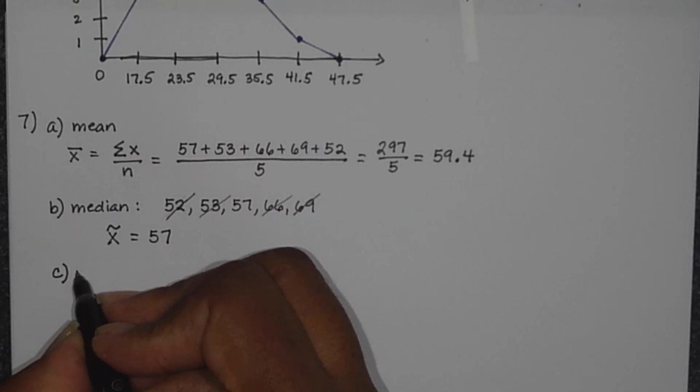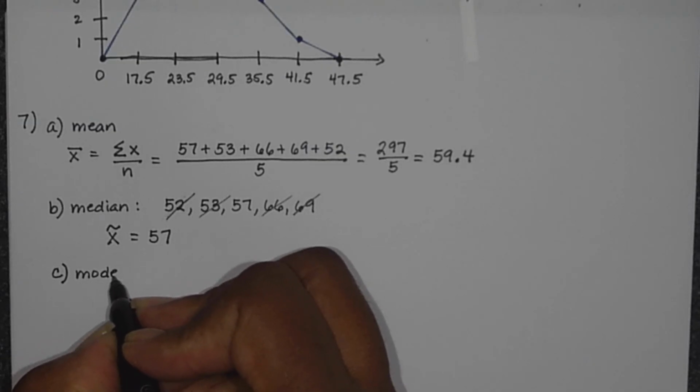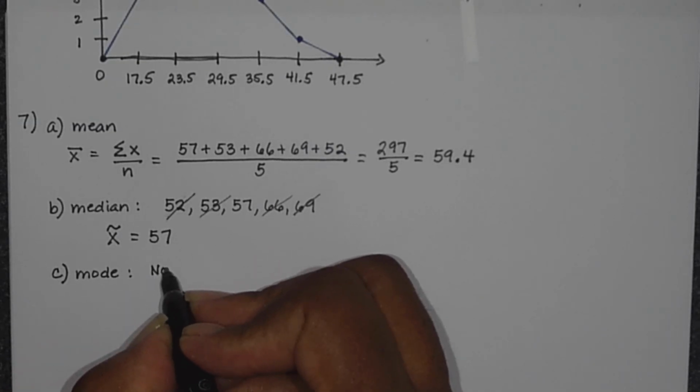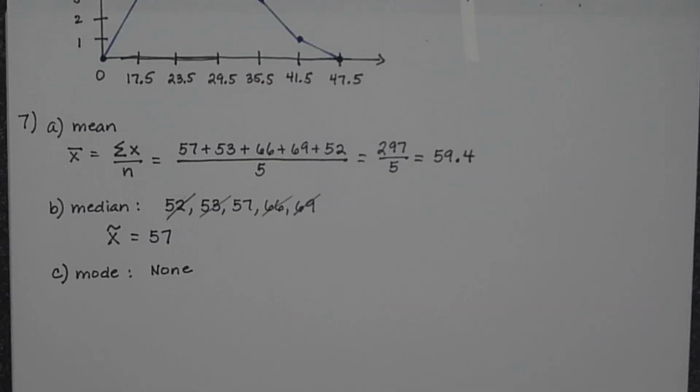Now, part C is the mode. There is no mode. So you can just say none or no mode, because the mode is the one that occurs the most frequent.